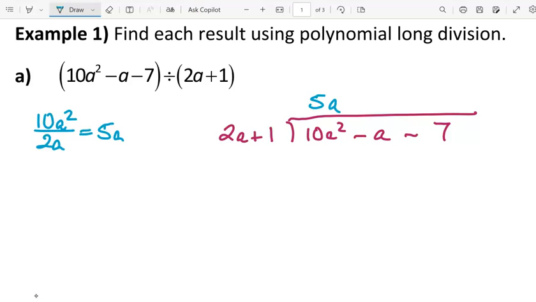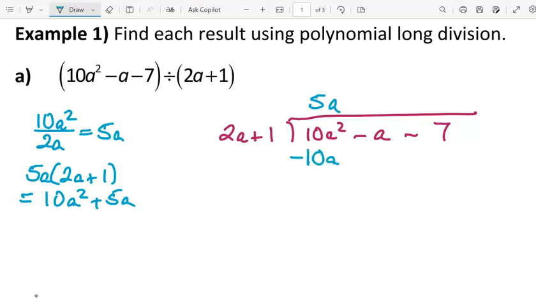Next step is to multiply that 5a by the entire divisor, so by 2a plus 1. And that result is 10a squared plus 5a. Now we're going to replace it beneath the dividend, but we're going to change the signs. So negative 10a squared minus 5a. And then we're going to draw that line and add those columns together. That's in the place of subtracting, so we're just going to add the opposite.